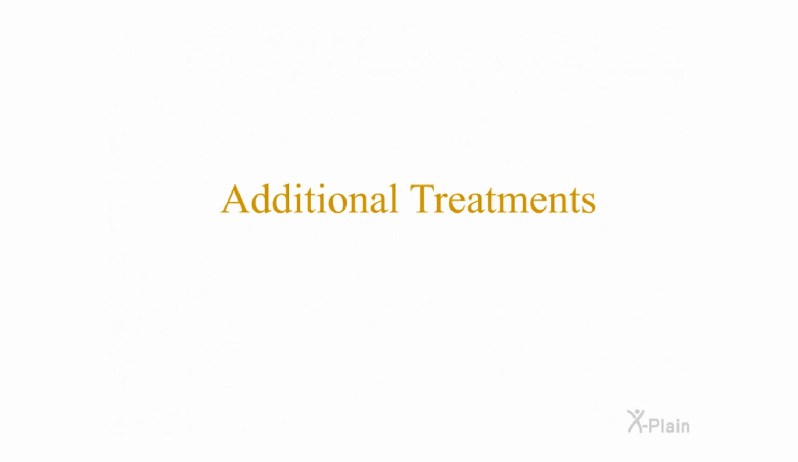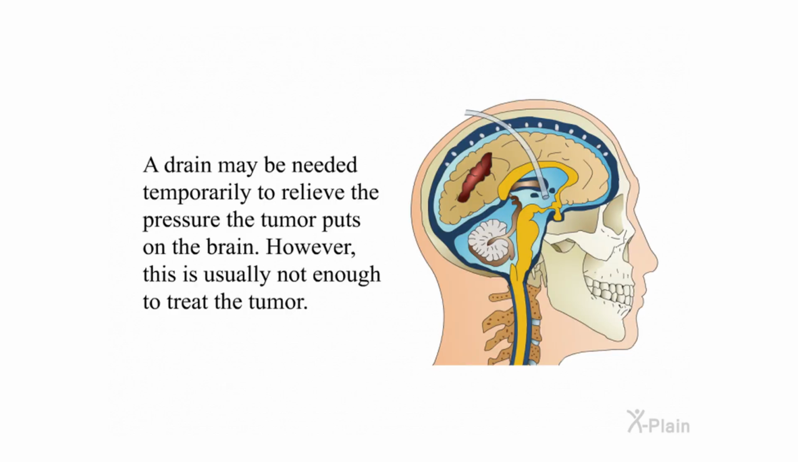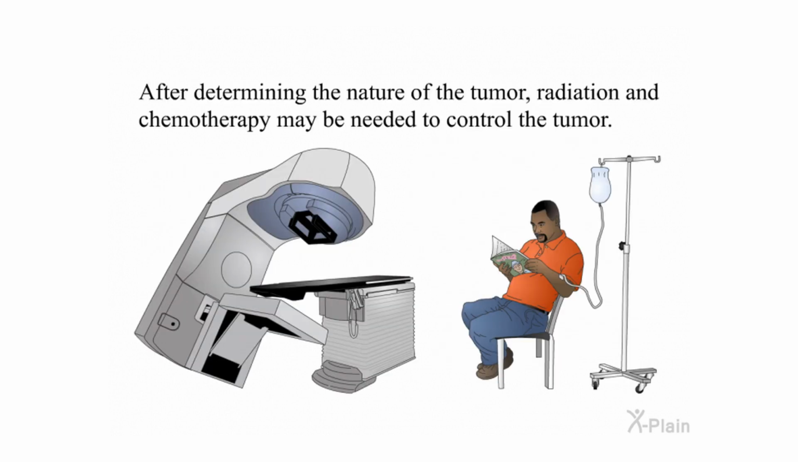Additional treatments. A drain may be needed temporarily to relieve the pressure the tumor puts on the brain. However, this is usually not enough to treat the tumor. After determining the nature of the tumor, radiation and chemotherapy may be needed to control the tumor.